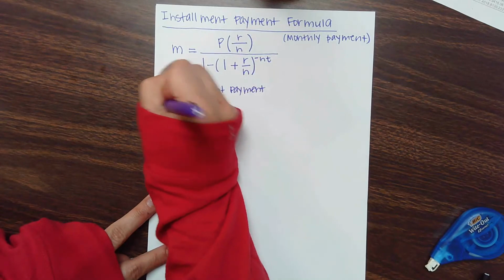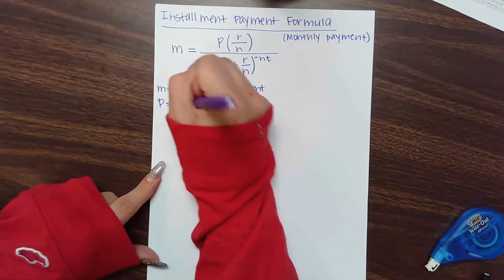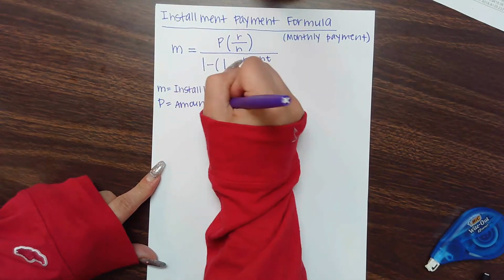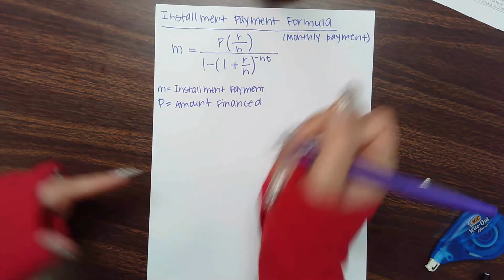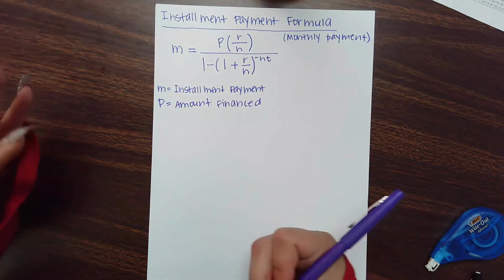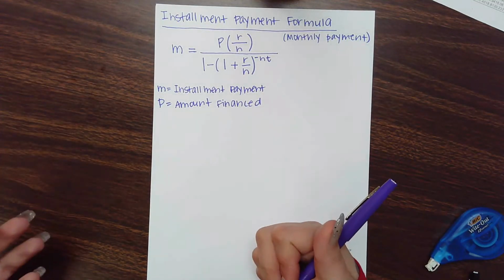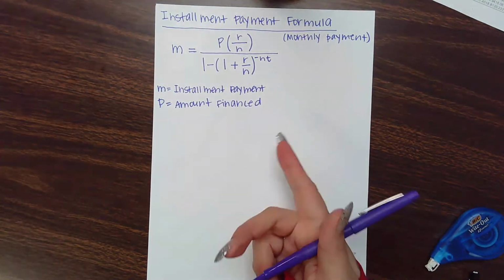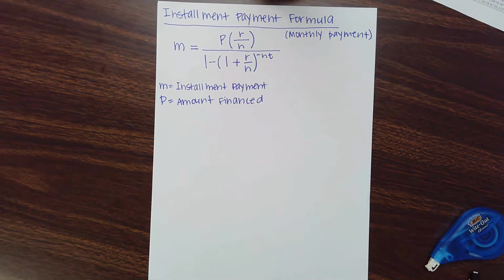What they call your P in this section is amount financed, because this is the financing portion. It still means principal, because what is principal? Principal is the initial starting amount of money, right? So this is the initial amount of money that we start making payments on. It will be called amount financed though.